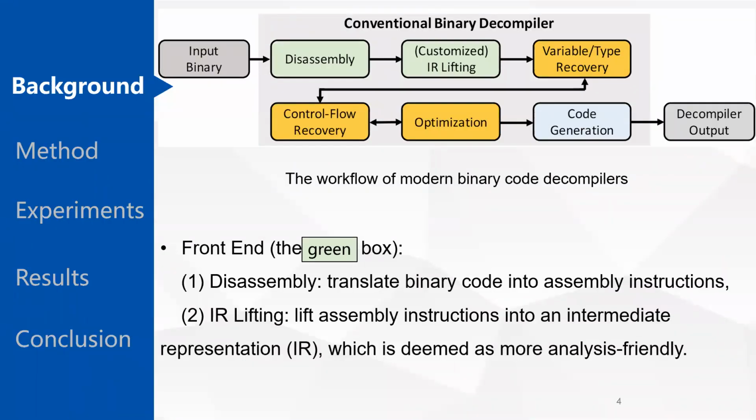First of all, I will give an introduction of the structure of modern decompilers. Generally, a decompiler consists of three main components: the front end, the middle stage, and the back end. In the front end, marked in green, binary code will be translated into assembly code. Then the assembly code is lifted into an intermediate representation. All subsequent analysis will be performed on IR code, which is more analysis-friendly.